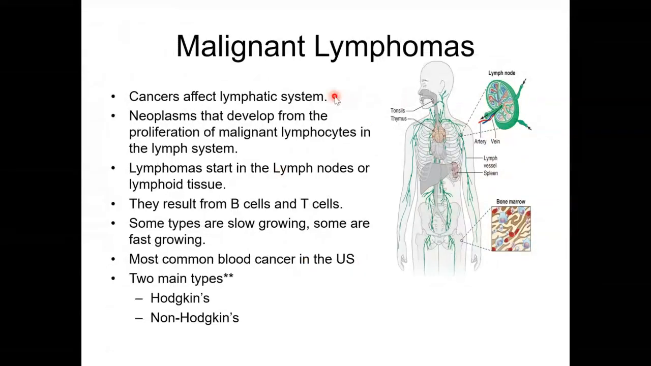Lymphomas are cancers that affect the lymphatic system, neoplasms, which is cancer, that develop from the proliferation of these neoplasms that are occurring in the lymph system. Lymphomas start in the lymph nodes or the lymph tissue. We've talked a little bit about the lymph nodes and the lymph tissues and the lymph organs over here, which you can see. They result from B cells and T cells.